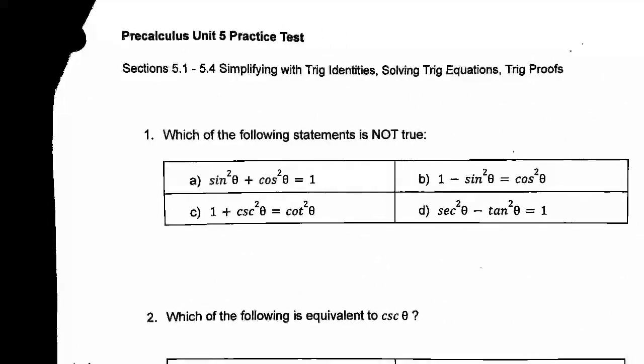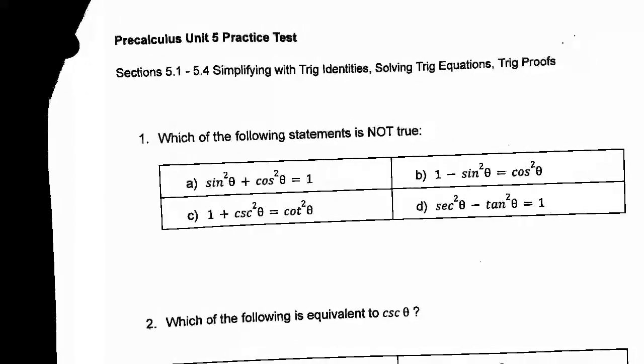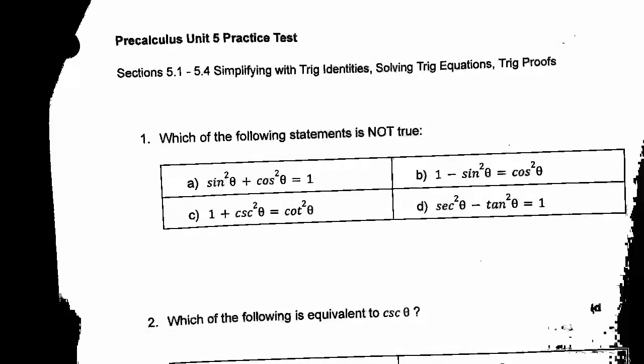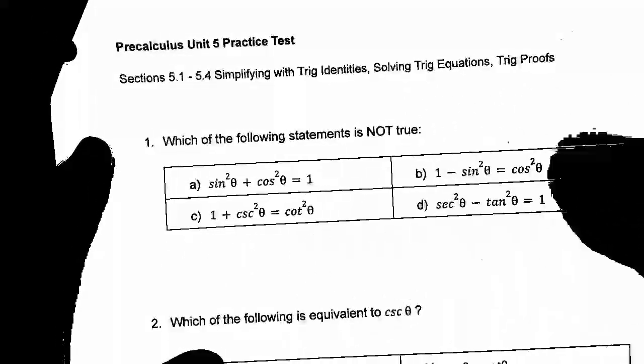Okay, guys, this is the answer key to the Unit 5 practice test. We're getting started with Section 1. So this is on simplifying trig identities, solving trig equations, and trig proofs. First one, which one of these is not true?